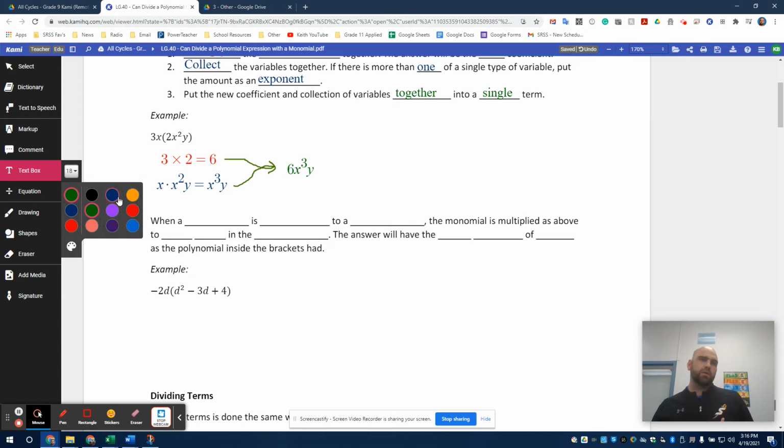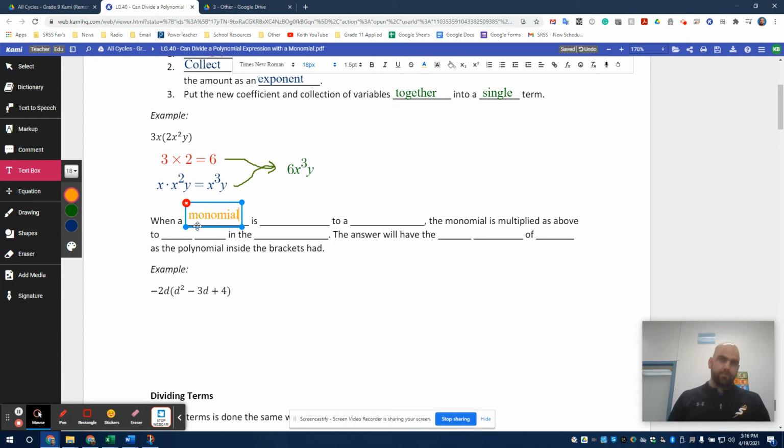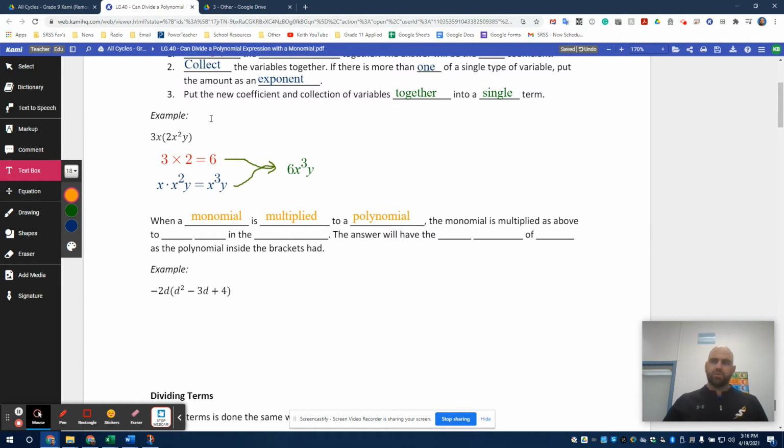Now, when a monomial is multiplied to a polynomial, the monomial is multiplied as above, just as we did here, to each term in the polynomial. So we've got to look at each term. The answer will have the same number of terms as the polynomial inside the brackets. Here we had 1 term inside the brackets, and we got 1 term as our answer. In this case, we have 3 terms inside our brackets, a 3-term polynomial or trinomial, so our answer is going to have 3 terms.